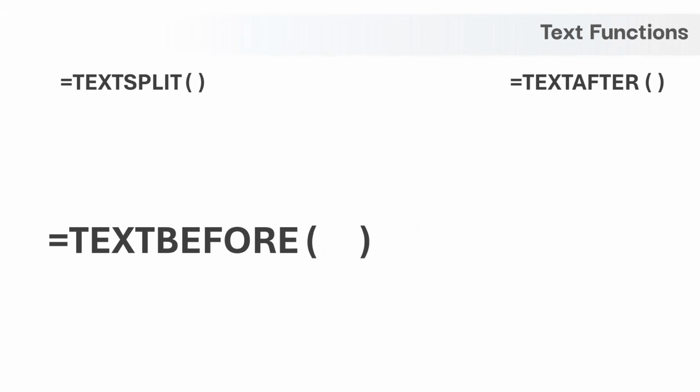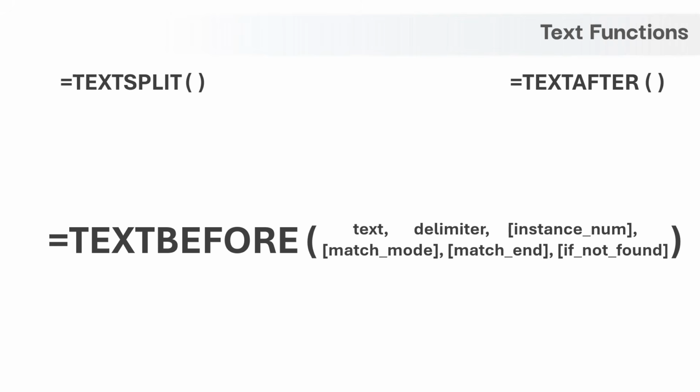The next function is TEXTBEFORE, and it has two mandatory and four optional arguments. Let's try to break it down. This function is called TEXTBEFORE because it returns the text that occurs before a given substring or delimiter. In cases where multiple delimiters appear in the input text, TEXTBEFORE can return text before the nth occurrence of the delimiter.